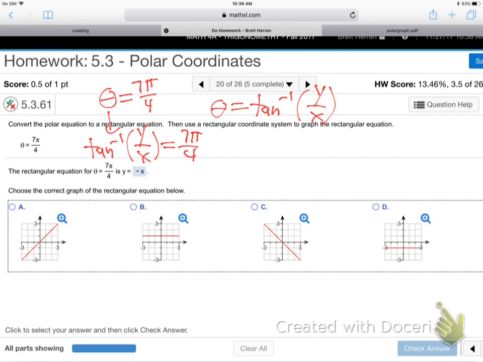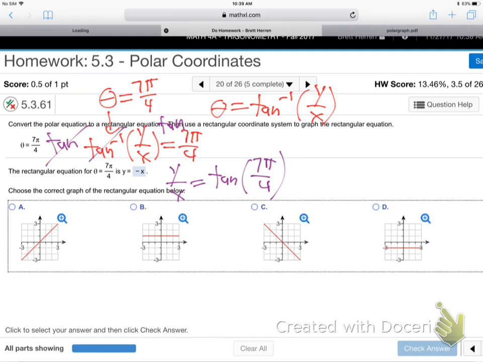So, now what? Now, if the tangent inverse of y over x equals 7 pi over 4, then that means y over x is the regular tangent of 7 pi over 4. Did I lose you there? Does that make sense? How about this? You could just take tangent on both sides. Would that be easier? Take tangent on both sides.